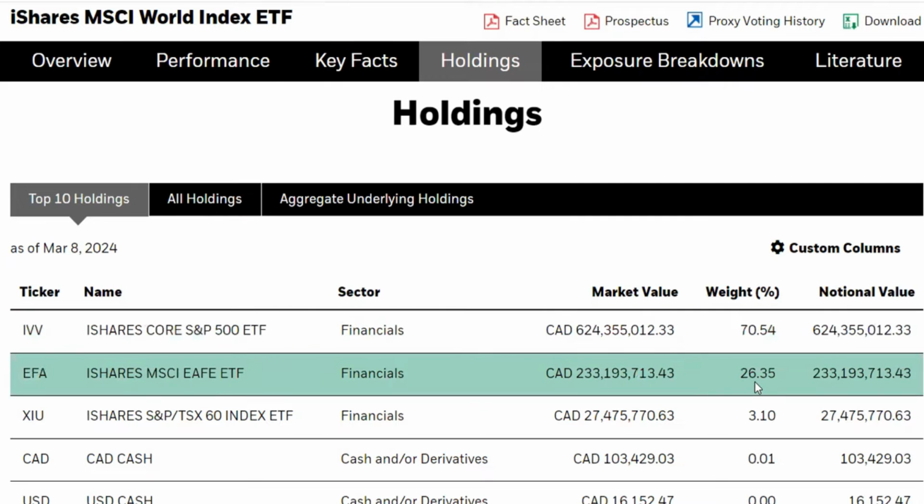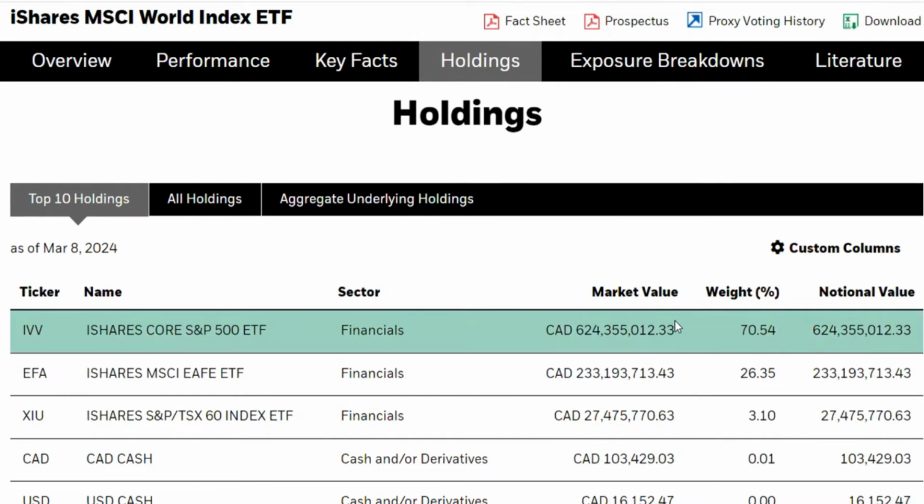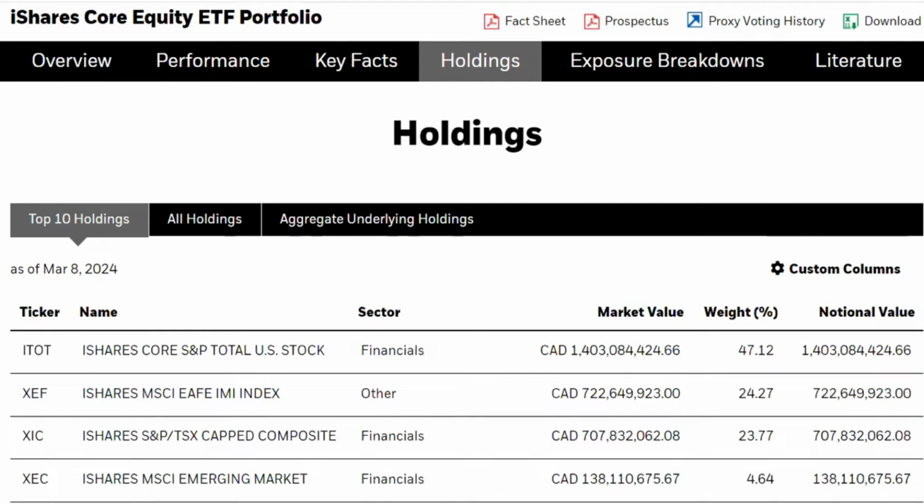Then you have approximately 26% exposure to the international developed market. This is, I would say, very similar to the level of exposure that you got through XEQT. If you recall, with XEQT you got roughly around 24%, here around 26%. Very much comparable. Exposure to the Canadian market is a lot less. It's only at 3%. And here you're only getting exposure to the top 60 Toronto Stock Exchange Canadian market, not the entire stock market, because with XEQT, you were getting exposure to XIC, which is for virtually the entire Canadian stock market.